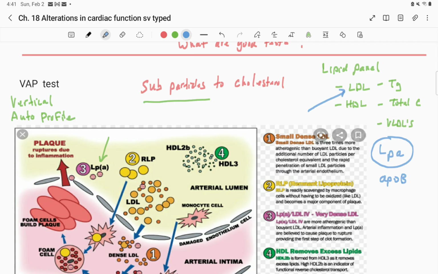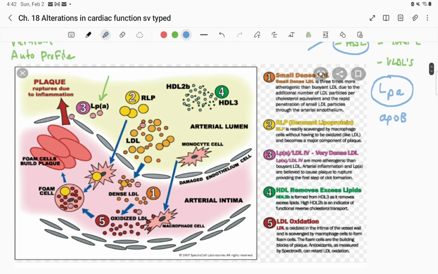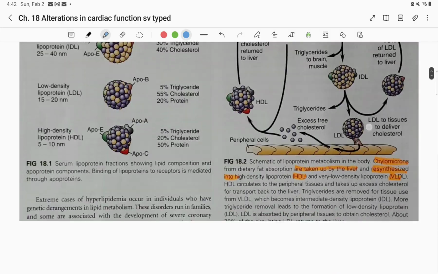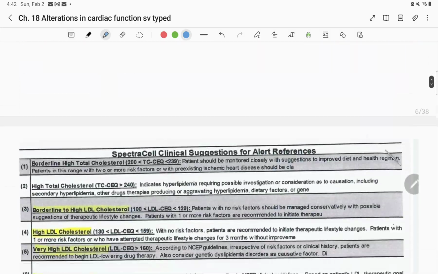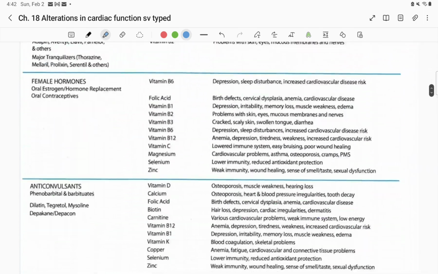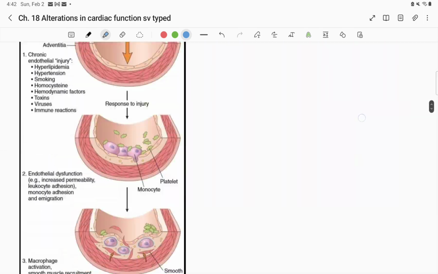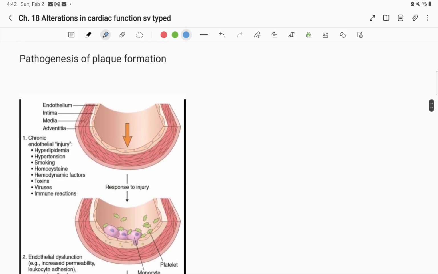Okay, so we're going to talk more about that in a minute, but LDL, they like to say, is the so-called bad cholesterol, and HDL is the good cholesterol. Okay, but I'm going to explain why that's not the best way of saying it. Okay, so let's go, we're going to come back to those charts. Okay, so we're going to jump down here.